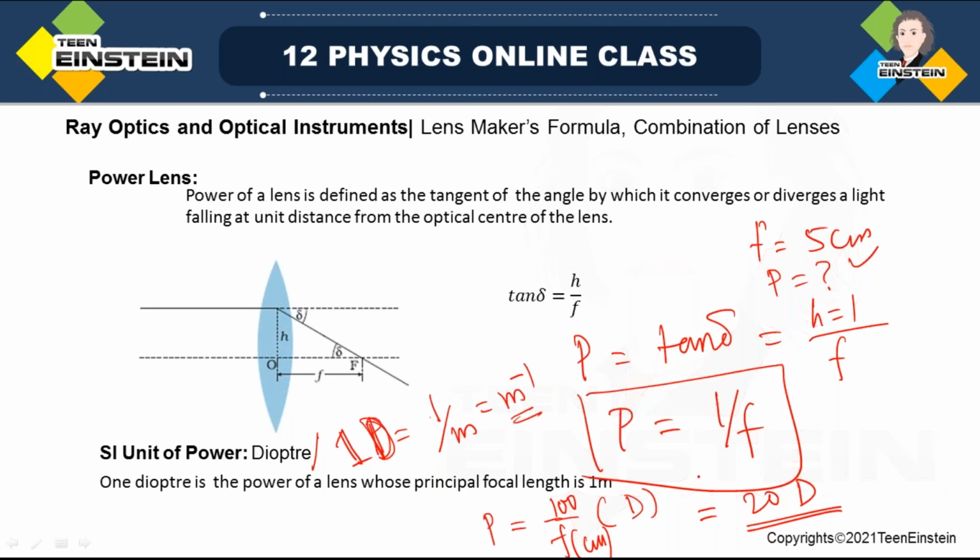Power is 20 diopter. Now in this case, when the focal length is positive, then the power will be positive. Focal length will be positive for a convex lens, and it will be negative for a concave lens. So power will be positive for a convex lens and negative for a concave lens.